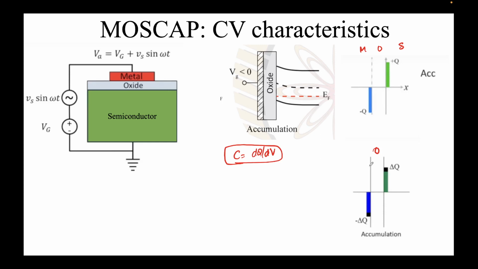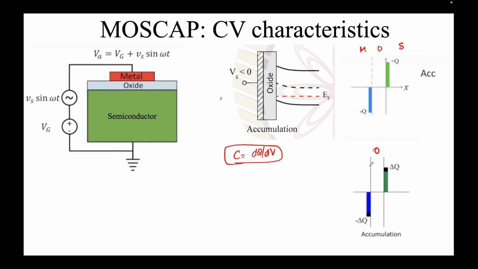How do I draw this? On the x-axis I have Vg. Remember, this is the CV characteristics. On the x-axis I have Vg, on the y-axis I have capacitance, normalized with respect to oxide, so C by Cox. For accumulation, it will be something like this. This line is C by Cox equal to 1. This is unity.